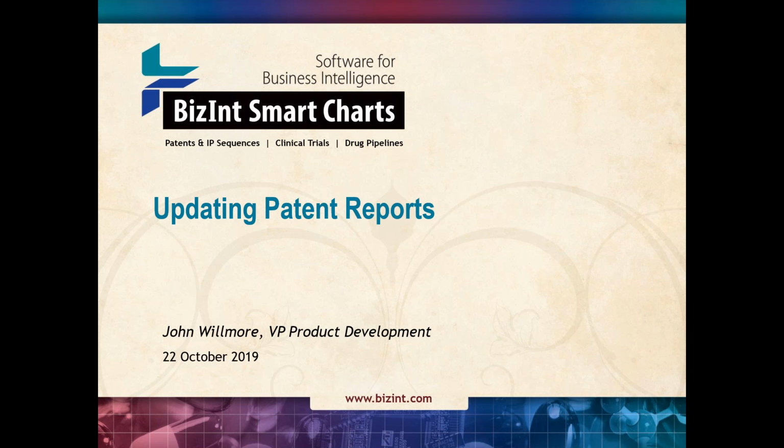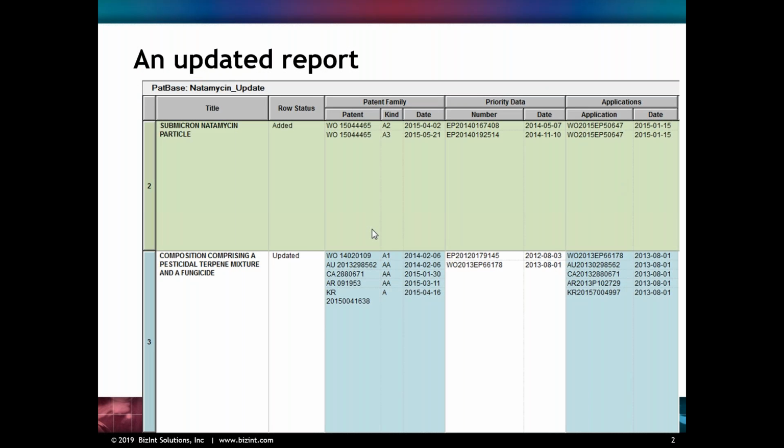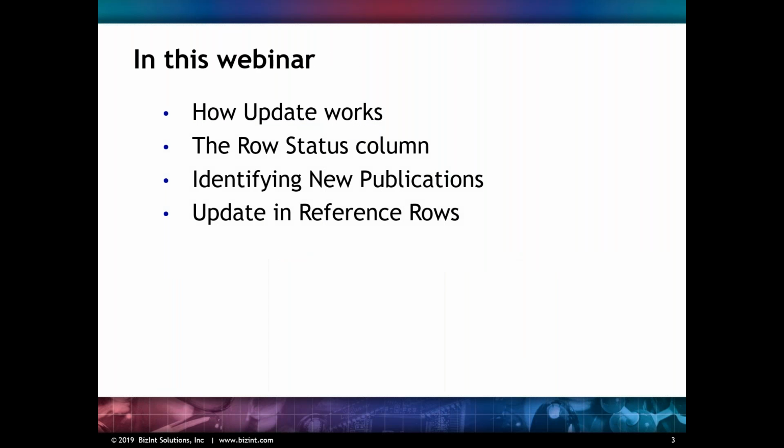Great, thank you, Bertha. The topic today is updating patent reports. Basically, what we're looking at is seeing what has changed in a report when we have new families, when we have new records, when we have records that change. In version 5.3, we've added a bunch of new capabilities related to this that I'm going to talk about today. So what we're going to first do is look at how update works.